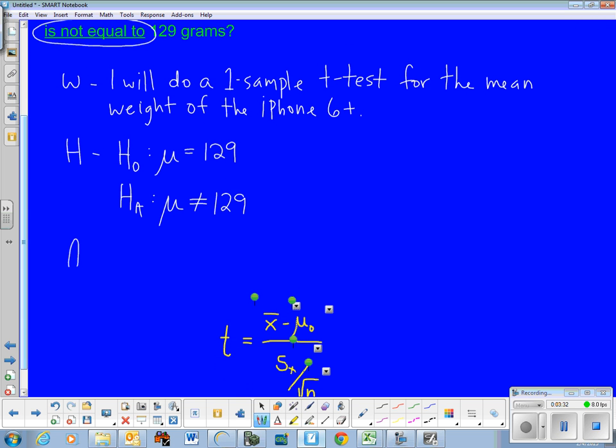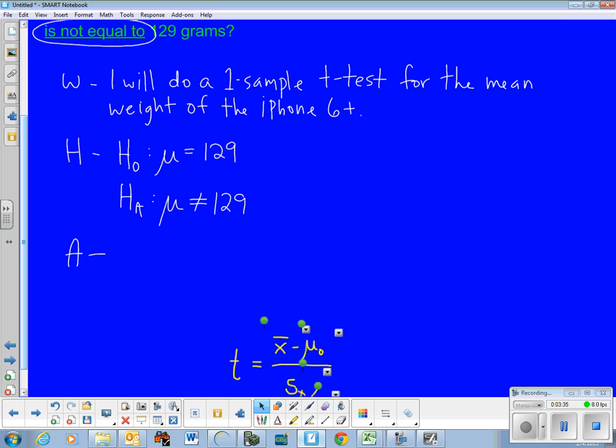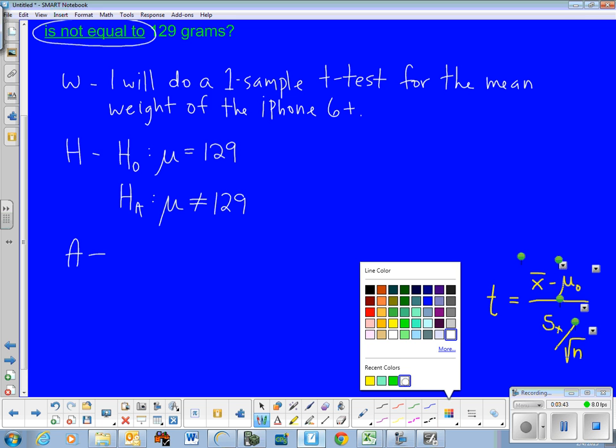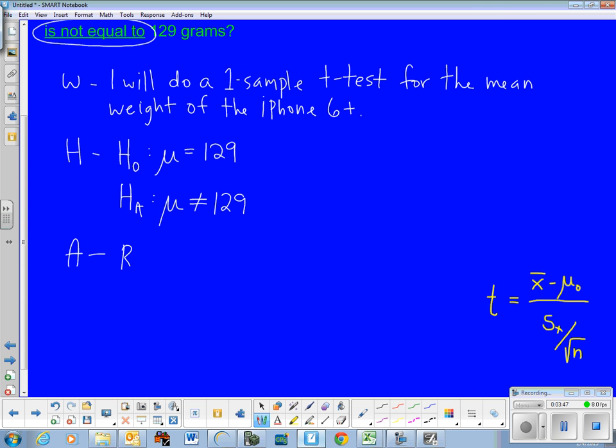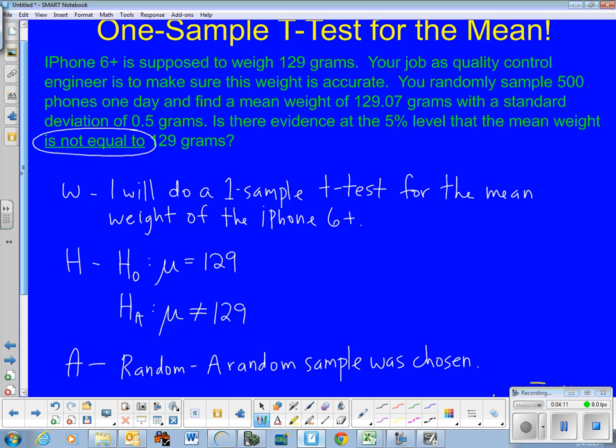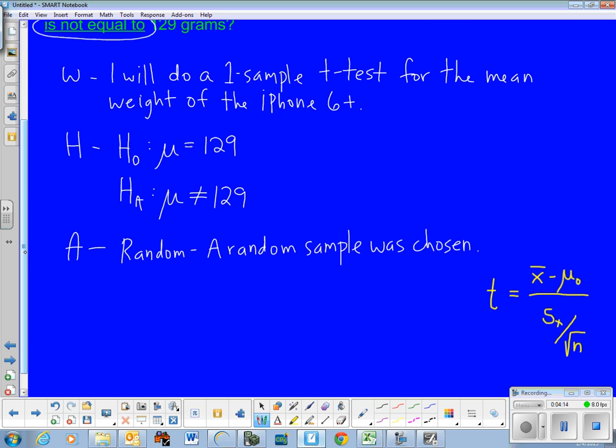Assumptions and conditions. I need random, normal, and independent. A basic sentence that just says, took a random sample. It said so. Please don't write SRS check mark. It says up there, I randomly sampled 500. In real life, I'm probably going to do more of a systematic sample, like choose one every minute for 500 minutes or something like that. But it said it was random.